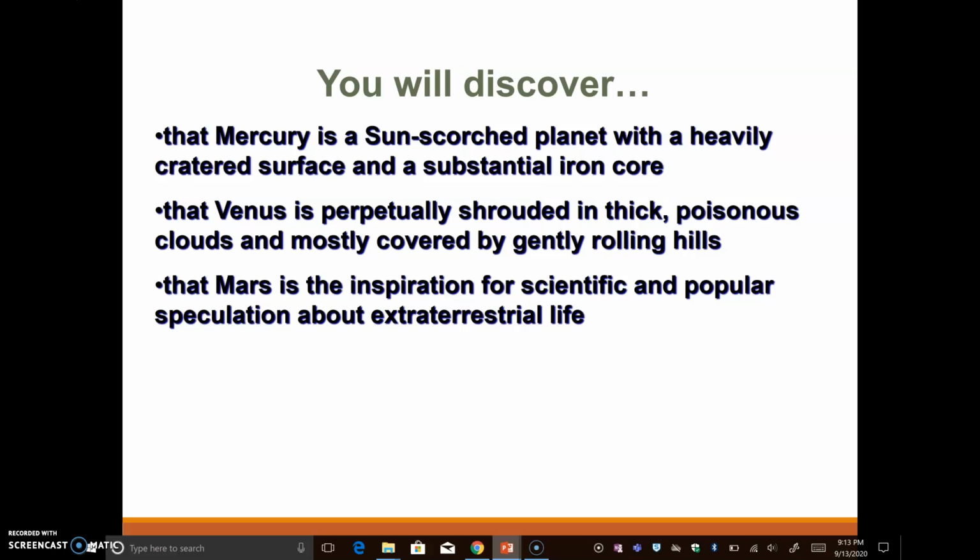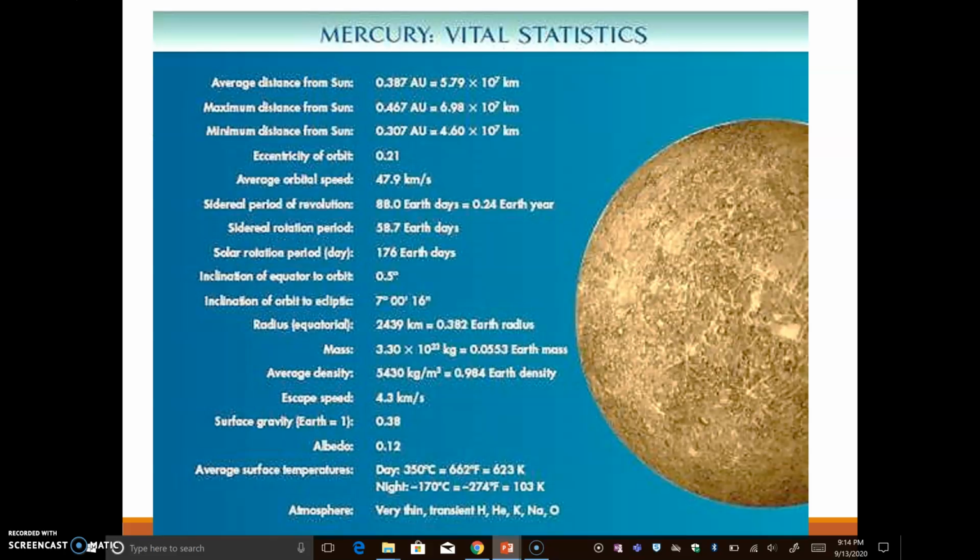And some of the things that we are going to be discovering here: Mercury, a sun-scorched planet with a heavily cratered surface and an iron core. Venus, with perpetually thick, poisonous clouds covering the entire planet. And Mars, an inspiration for scientific and popular speculation about extraterrestrial life. So we're going to start with Mercury here.